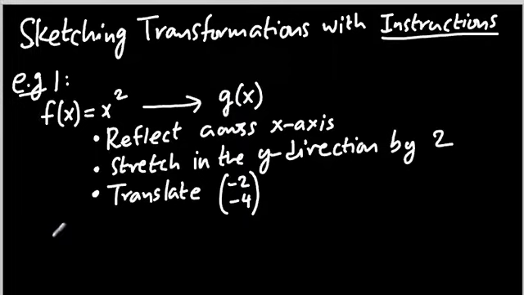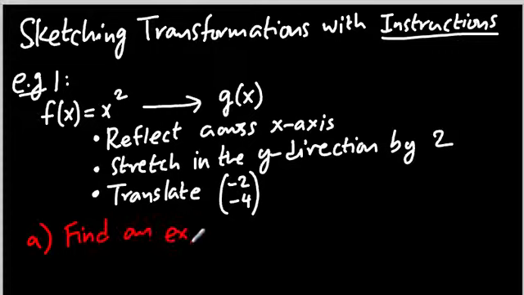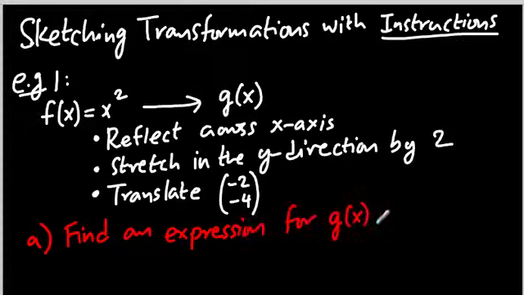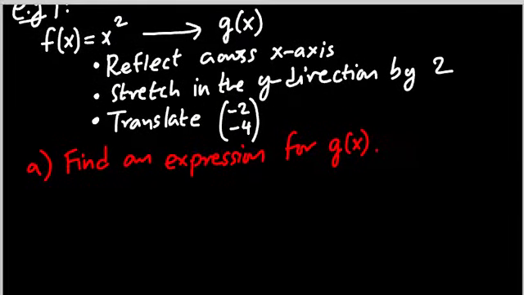There's actually 2 questions. So let me start with question A. The first question is, find an expression for g of x. All right, so in other words, we have to basically find an equation for g of x that's equal to something that's like a quadratic. So let's see how we can do that. All right, so we have this information here.